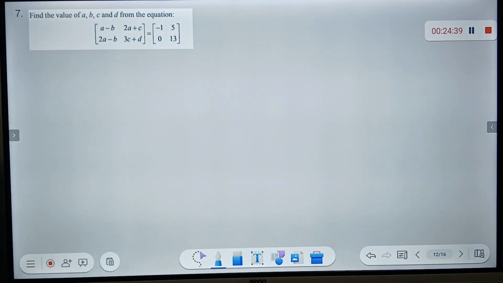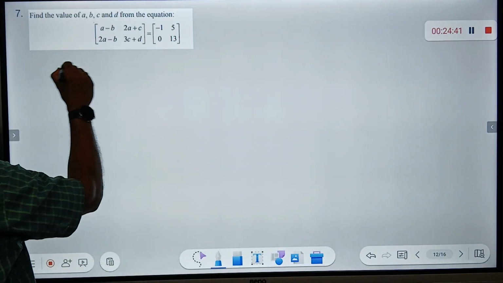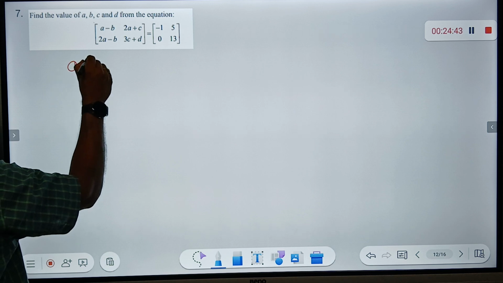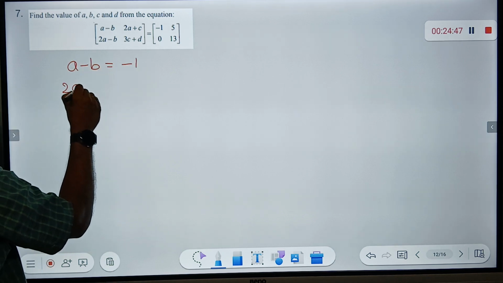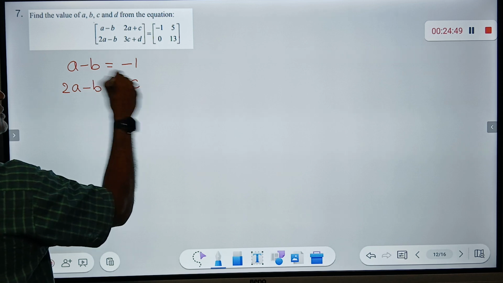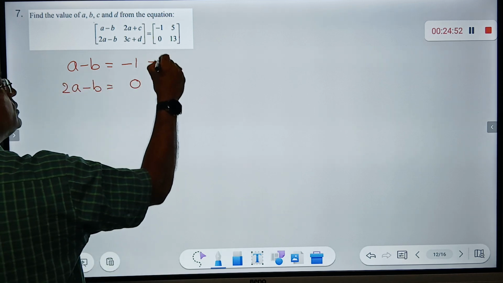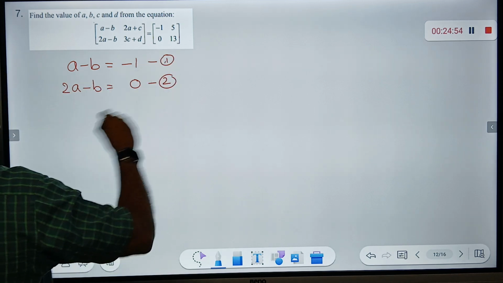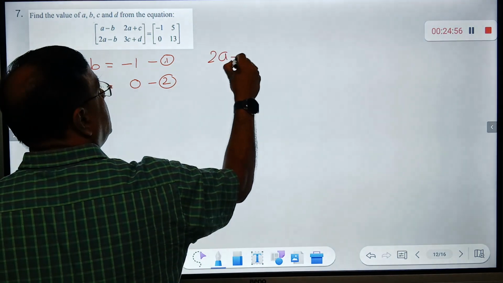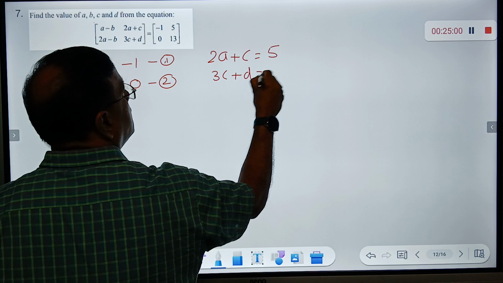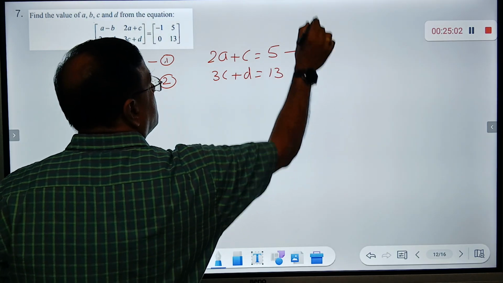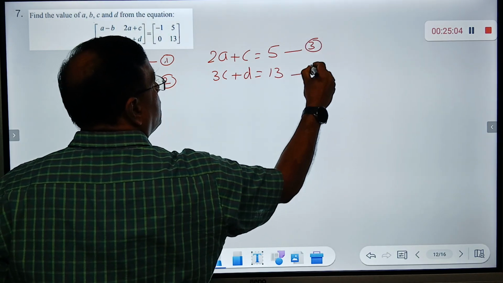Again, you see, it's a 2 by 2 matrix. Again, I'm going to use the concept of equality of 2 matrices. What is a minus b equal to? Minus 1. And 2a minus b equal to 0. Call this equation 1 and this equation 2. Then 2a plus c equal to 5, and 3c plus d equal to 13. Call this equation 3 and this equation 4.